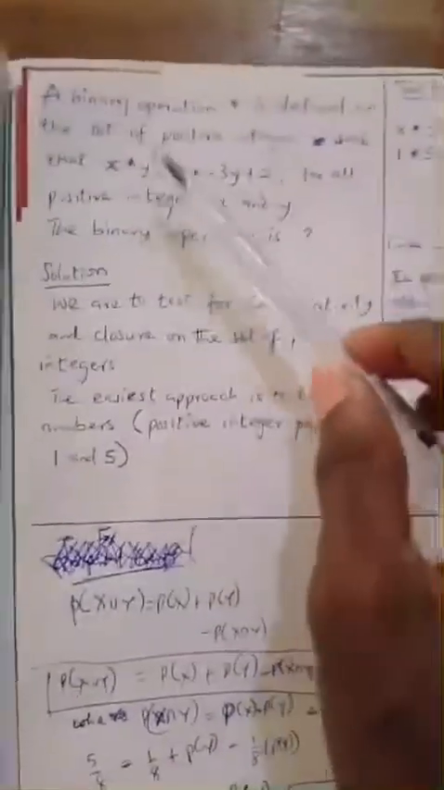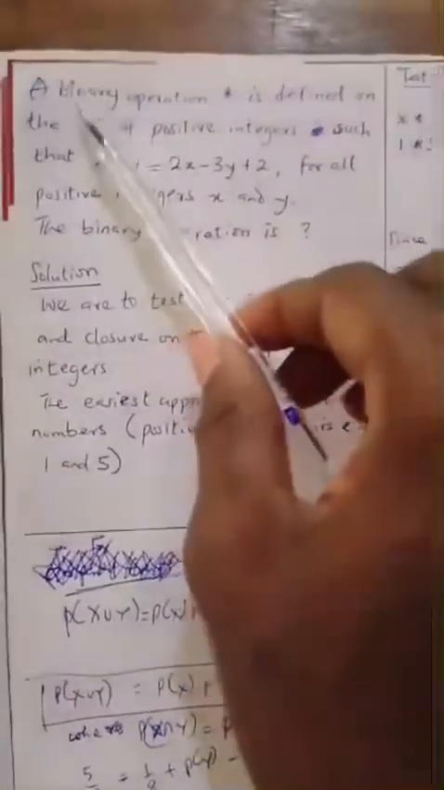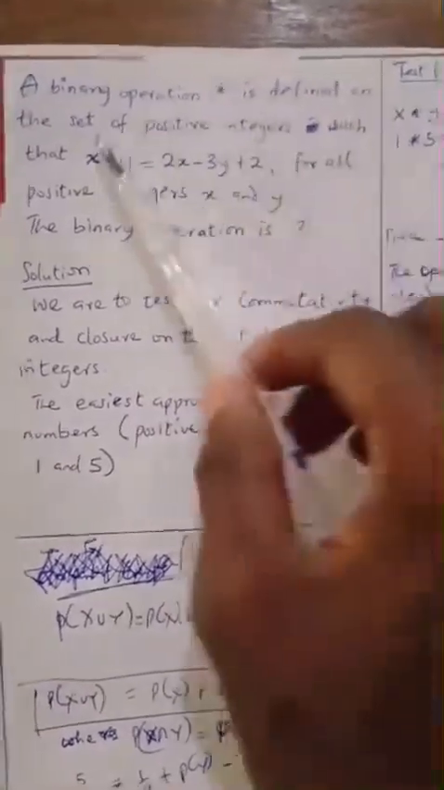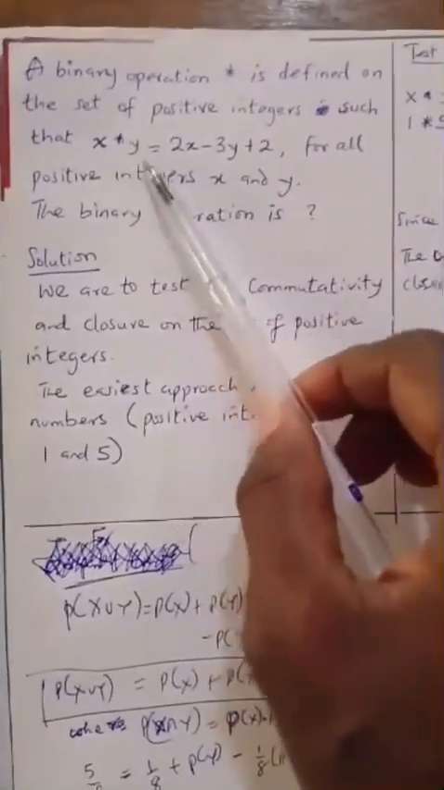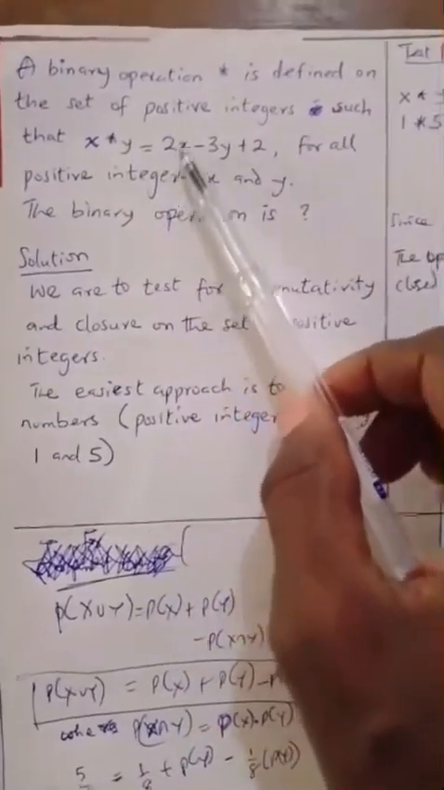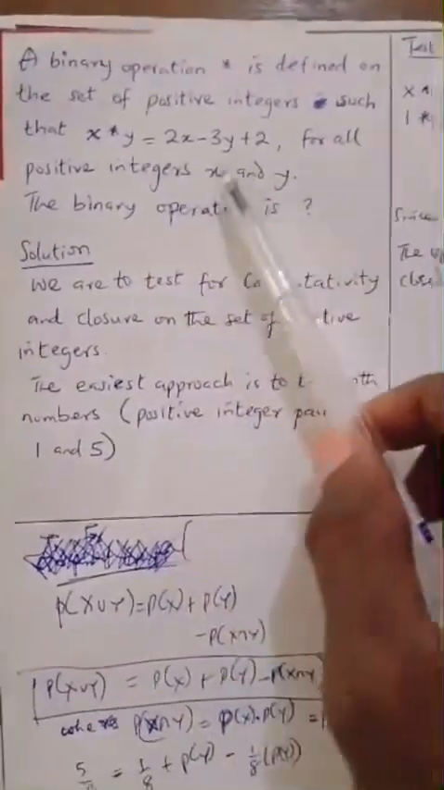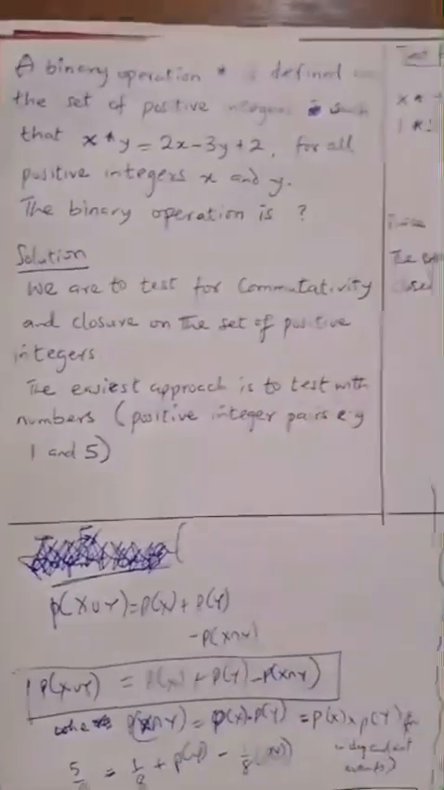All right, we have this question, one of the assignments, question for mathematics, binary operation. A binary operation, symbolized as asterisk, is defined on the set of positive integers such that x * y is given by 2x minus 3y plus 2 for all positive integers x and y. The binary operation is, okay, so we have a set of options.